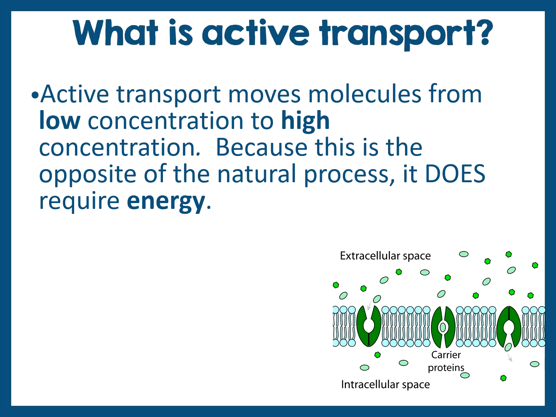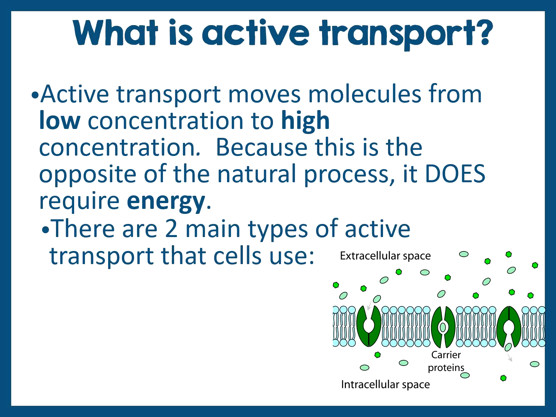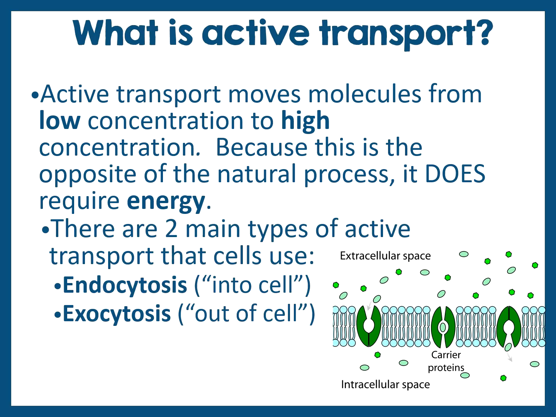So the cell does have to use some energy and put in some work. It will require energy. And there are two main types of active transport. We have endocytosis, right? If you break down that word, endo means within, cyto means cell, osis is process of. So that's the process of moving into the cell. Whereas exocytosis, exo means out or exit. So this is the process of moving out of the cell. And both of those types of active transport will require energy.